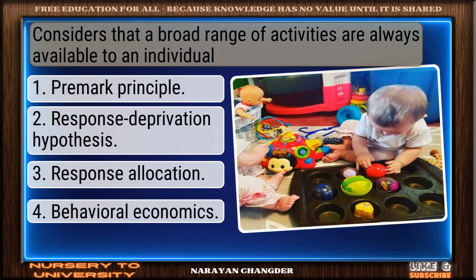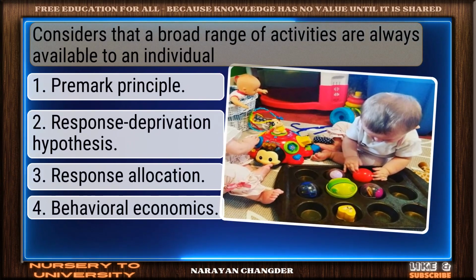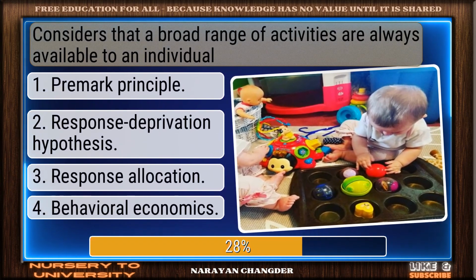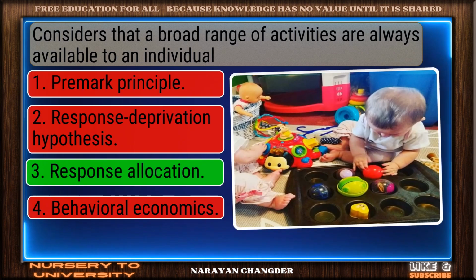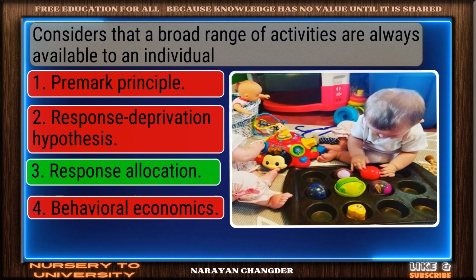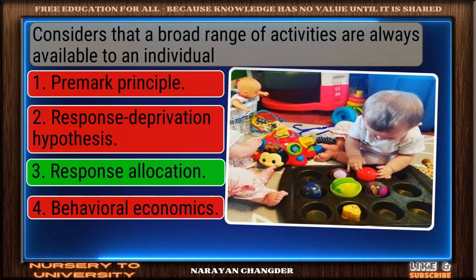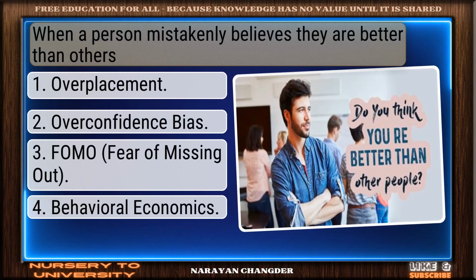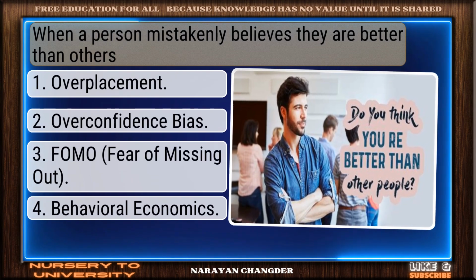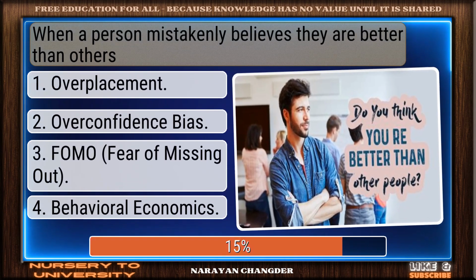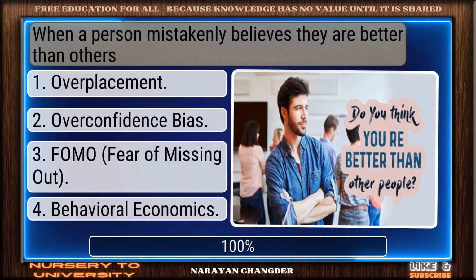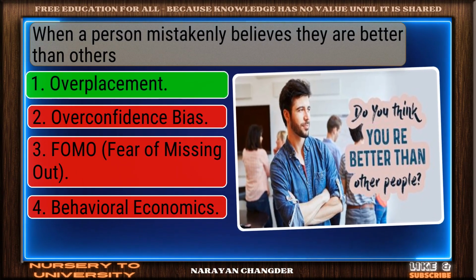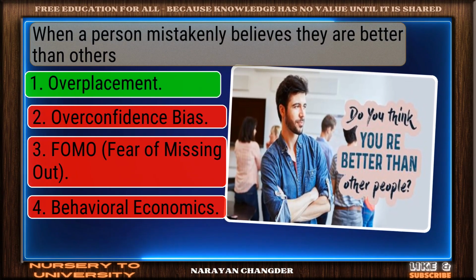Considers that a broad range of activities are always available to an individual. Well picked. Response allocation is the correct answer. When a person mistakenly believes they are better than others. Good thinking. Overplacement is the right answer.